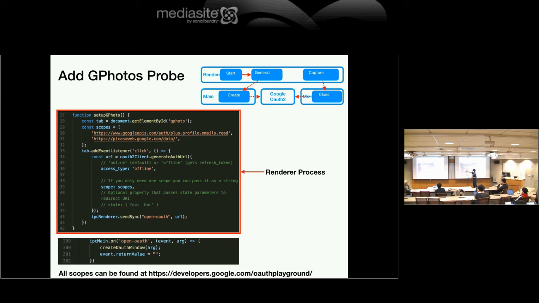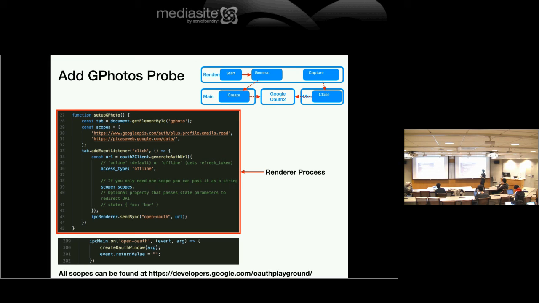Scope. This application only needs 2 scopes. First is the authentication to read the user's email address, and the second one is to manage the data of the user's Google Photos.